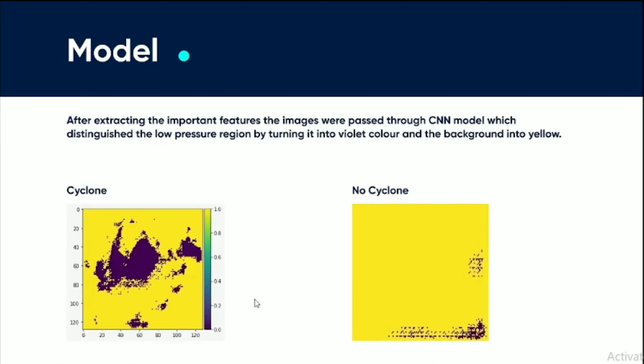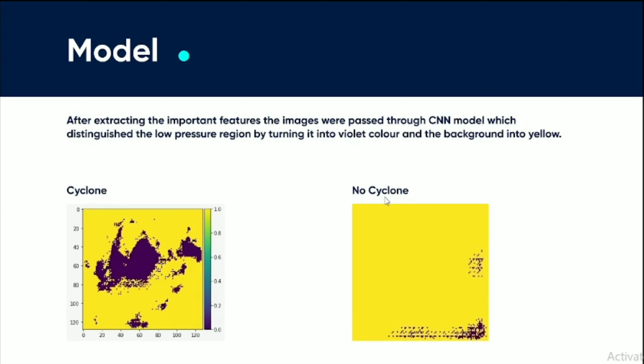Once the features are extracted, we pass these images into our model, which is a convolutional neural network. This neural network distinguishes the low pressure region by converting it into violet color, while it turns the background into yellow. We can see the major difference. In case of a cyclone, the percentage covered by the violet area is much more compared to when there is no cyclone.